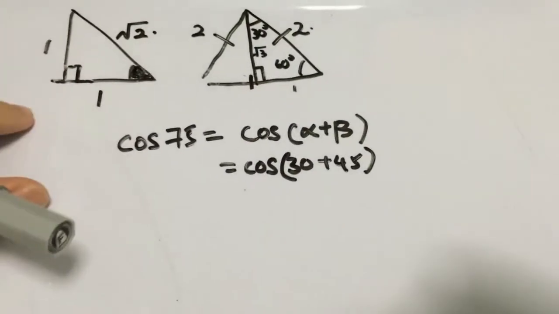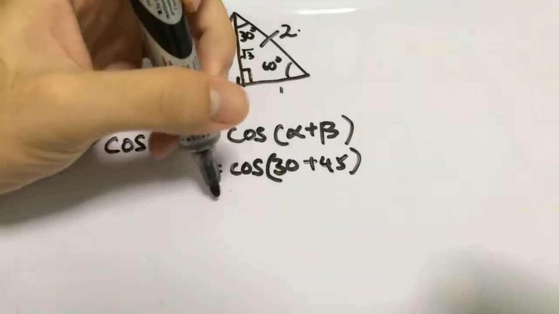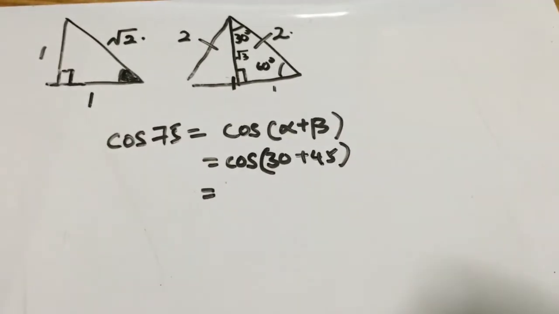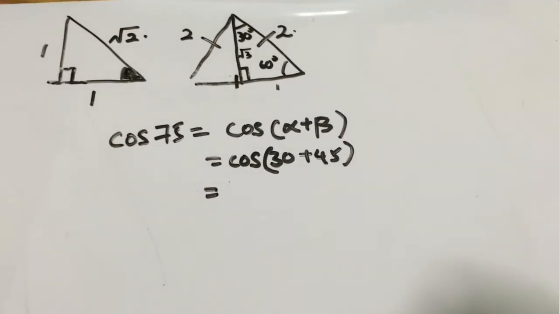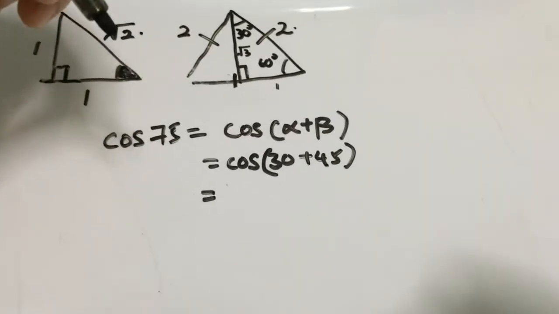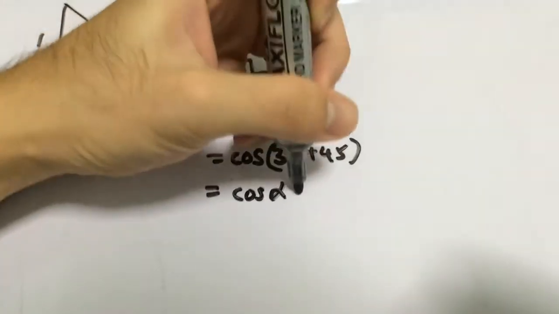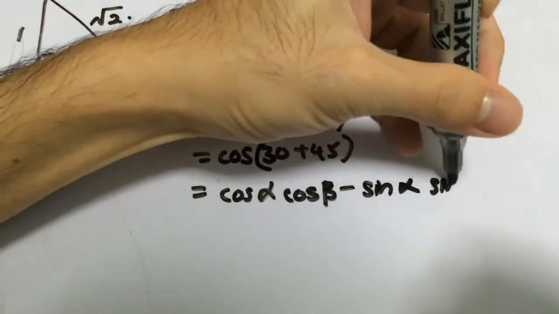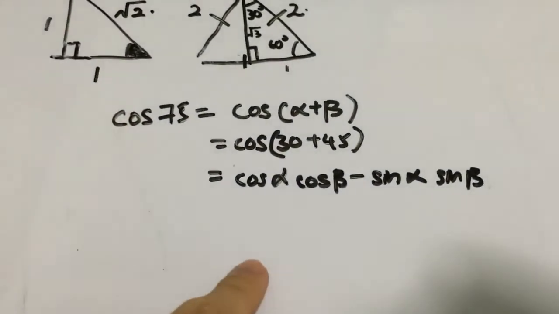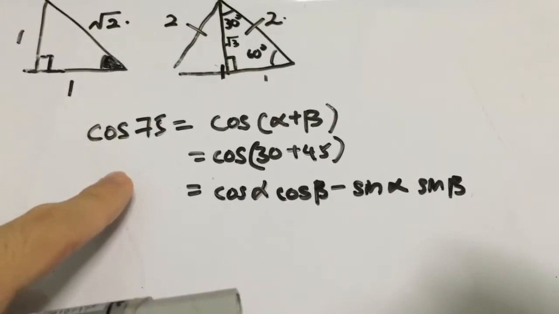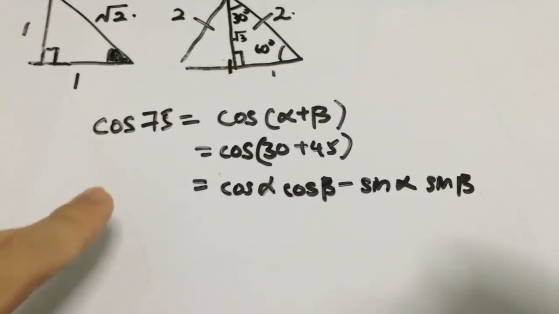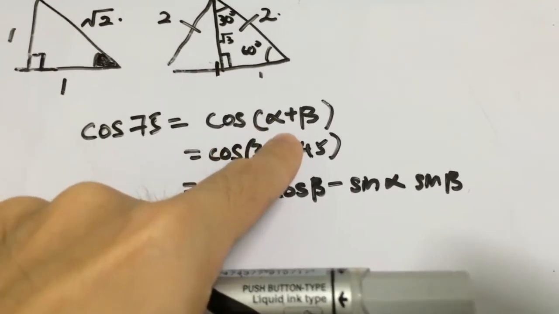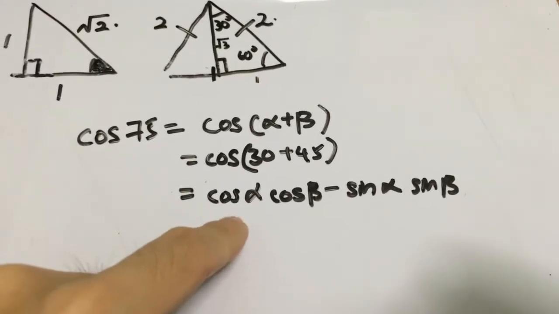And what do we do next? We follow the trigo addition formula for cosine alpha plus beta. So the trigo addition formula is what? Cosine alpha cosine beta minus sine alpha sine beta. So this is the trigo addition formula for the cosine of any angle, or the cosine of alpha plus beta.